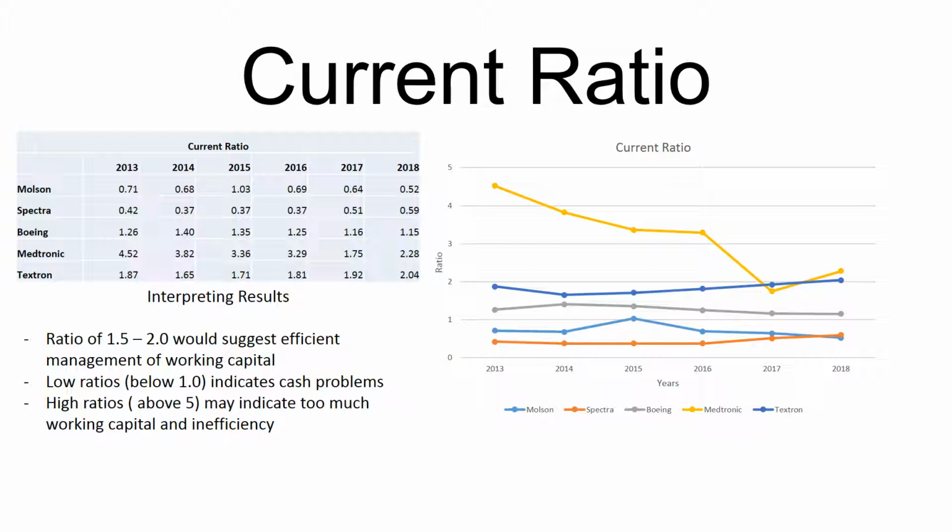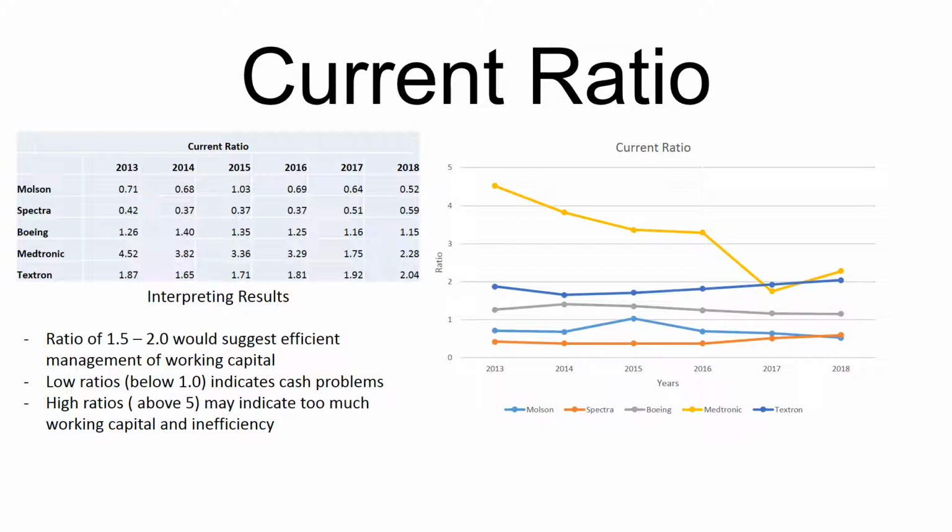On the other hand, if we observe Boeing, Medtronic, and Textron, we can see that these 3 companies have had a current ratio above 1 for the last 5 years, which means that they're more than able to repay their short-term obligations, and it also suggests efficient management of working capital. Out of these 5 companies, we can see that Medtronic is definitely the one with the highest current ratio with a 2.28 in 2018, and following will be Textron with a 2.04 in 2018.